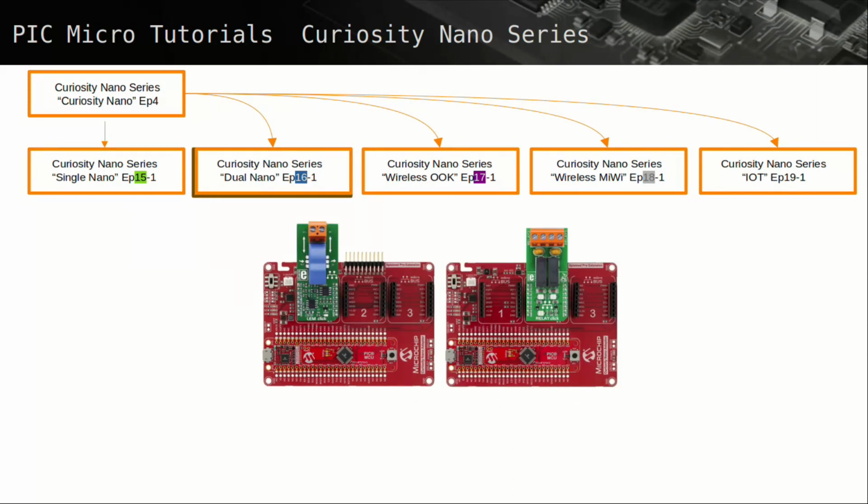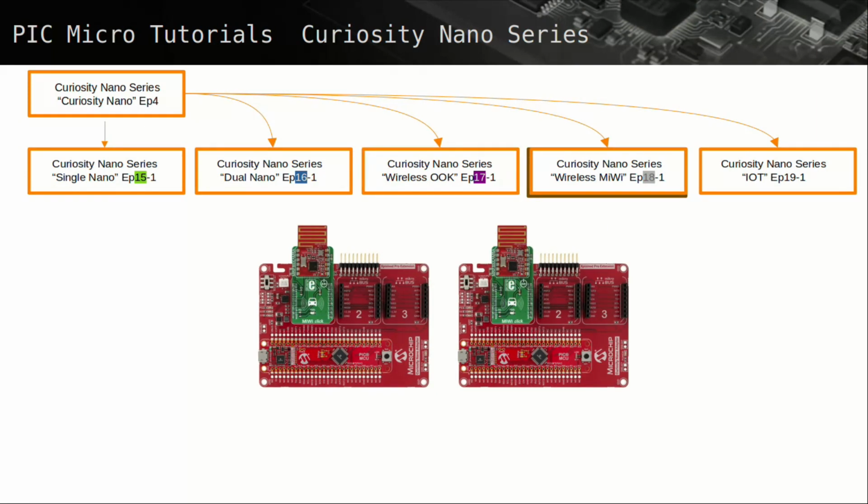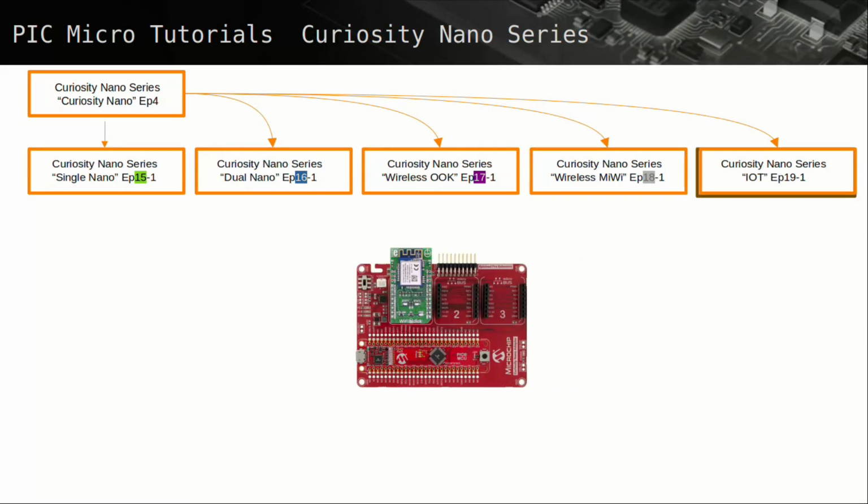Then moving on to the dual Nano set using 2 Curiosity Nano adapters and PIC18 evaluation boards with breadboard, various sensors and clickboards, transferring data via various wired communication options. The next set features wireless RF on-off keying, transmit and receive clickboards with various sensors and clickboards for one-way and two-way wireless data transfer. Then there is the wireless MiWi set with two-way transceiver communication, and finally the IoT set.